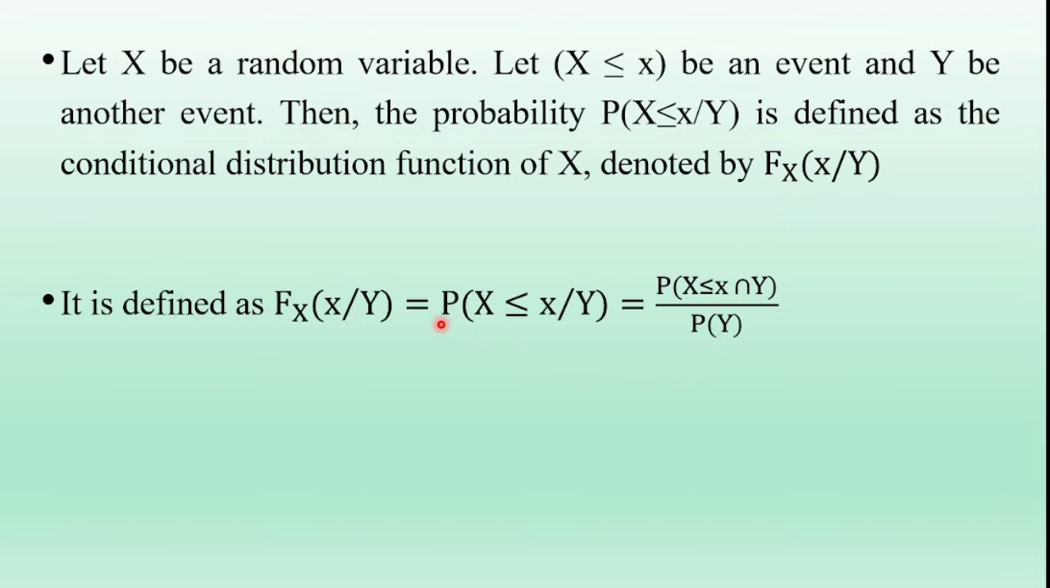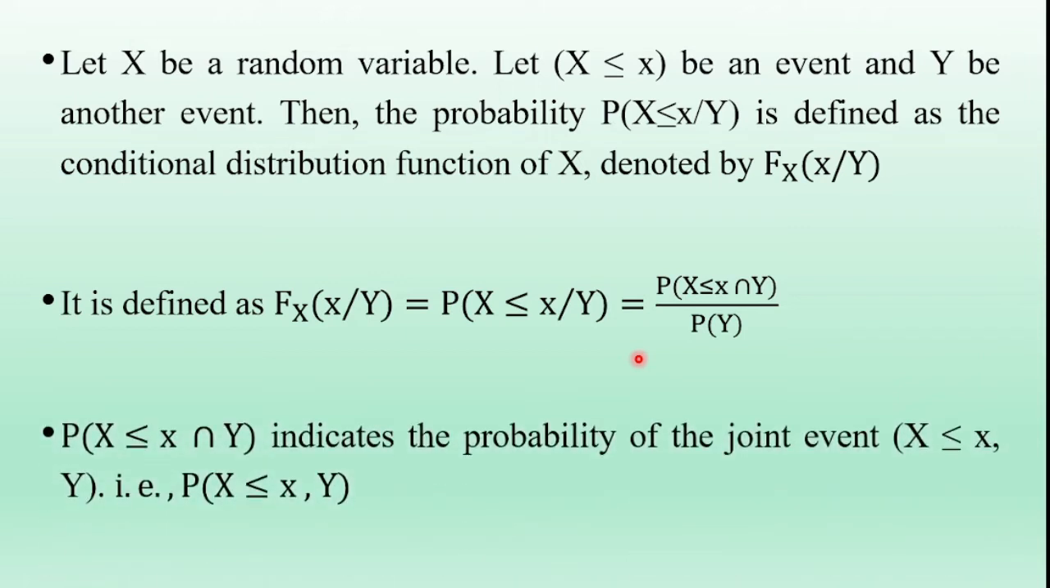Now here, X less than or equal to x is one event and Y is another event. So P of A by B: using conditional probability, P of A by B is P of A intersection B by P of B. Now here A is X less than or equal to x and B is Y. So this is the mathematical definition of the conditional probability distribution function of the random variable X. The numerator term P of X less than or equal to x intersection Y indicates the probability of the joint event X less than or equal to x comma Y. So that is P of X less than or equal to x comma Y.